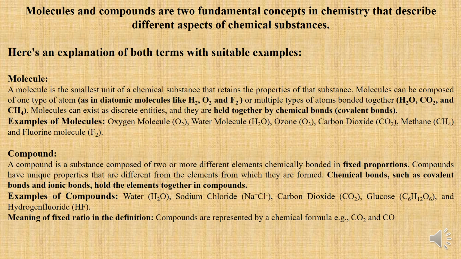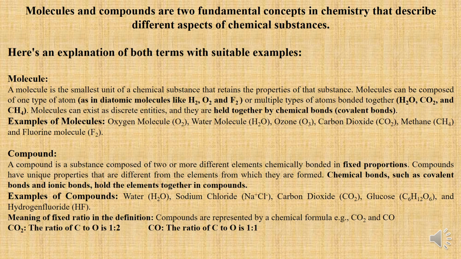Let me explain the meaning of fixed proportion or ratio in the definition. Compounds are represented by the chemical formula, for example carbon dioxide and carbon monoxide. In carbon dioxide, the ratio of carbon to oxygen is 1:2. That is, for every carbon atom, there are two oxygen atoms covalently bonded. In carbon monoxide, the ratio of carbon to oxygen is 1:1. That is, for every carbon atom, there is one oxygen atom.